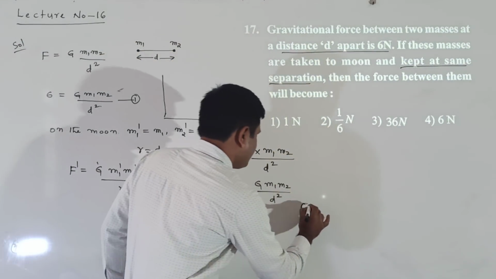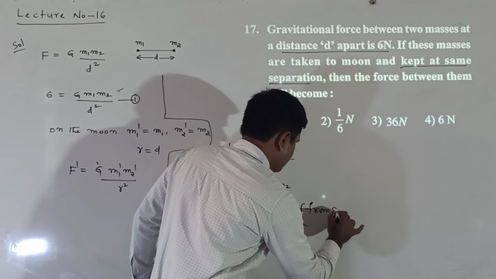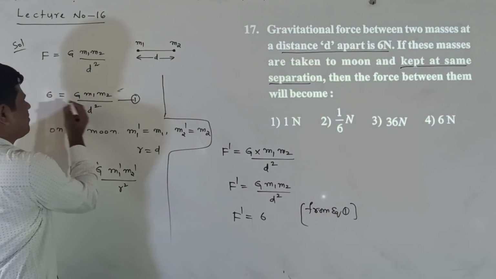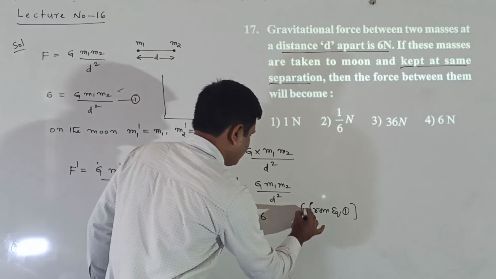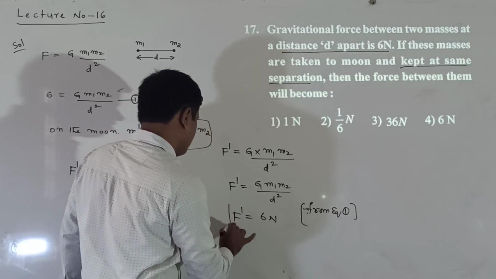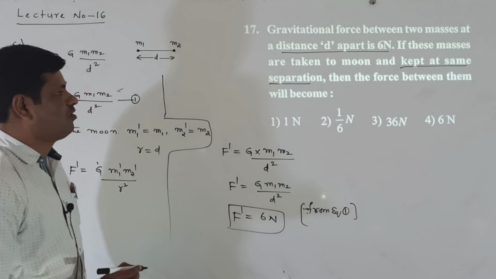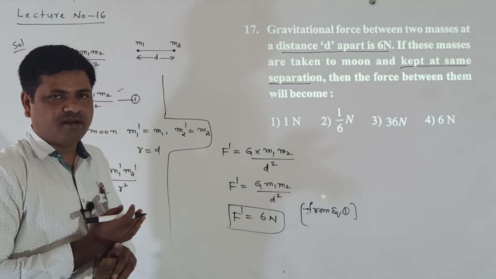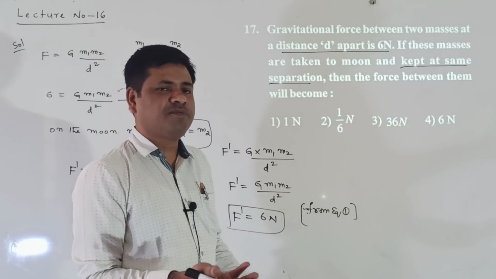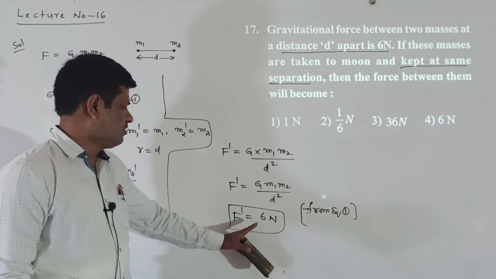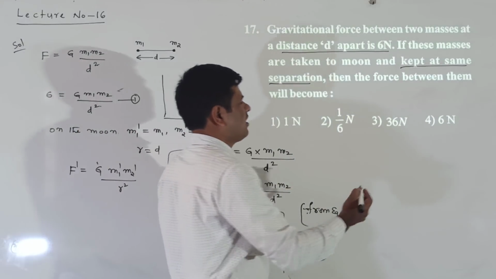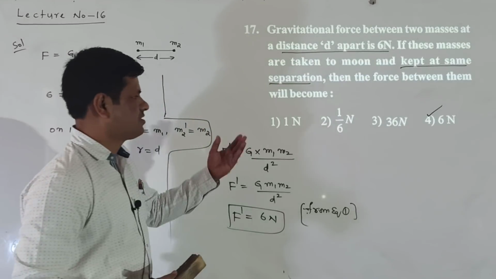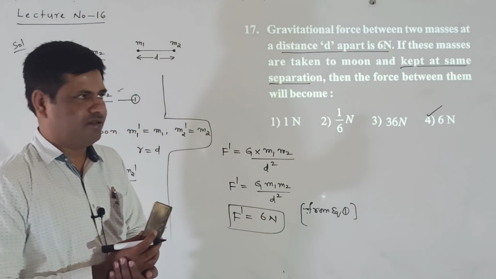From equation 1, G into m1 m2 by d square, the value is equal to 6. So F dash is also how many Newton here? 6 Newton. F dash is the force between the two masses on the moon. When taking them to the moon, the masses cannot change, so the distance cannot change, which means the force also does not change. How much Newton are we getting here? 6 Newton. That value is equal to 6 Newton. Which option is correct here? The fourth option is correct.